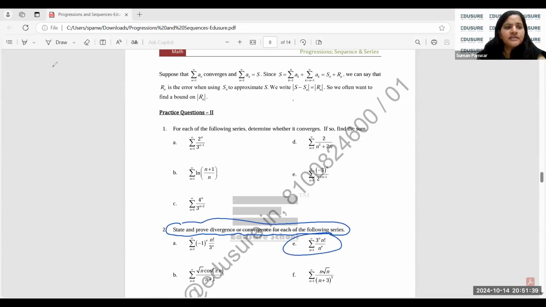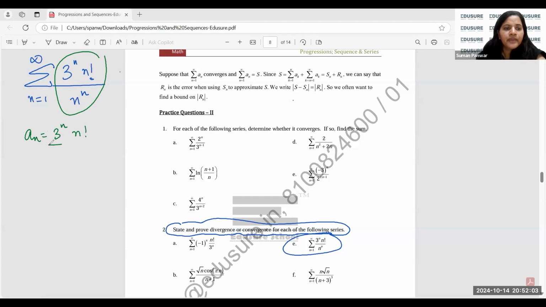Let us look at this: summation n going from 1 to infinity, 3 power n times n factorial divided by n power n. Let us see what happens over here. Here this is your a_n, and a_n is positive; there is no negative sign involved. So your a_n is 3 power n, n factorial, over n power n. So your a_(n+1) would be 3 power n plus 1, n plus 1 factorial, over n plus 1 power n plus 1.